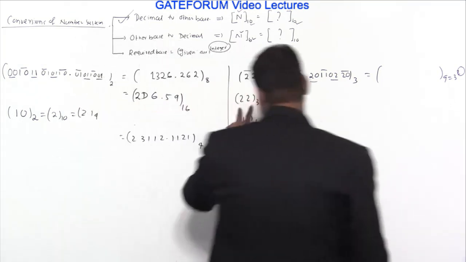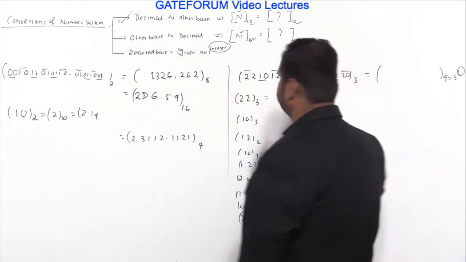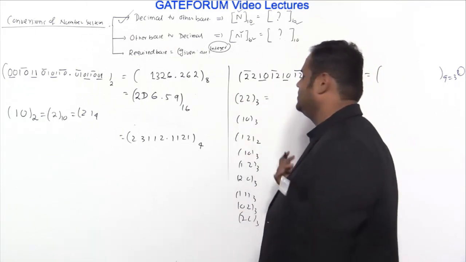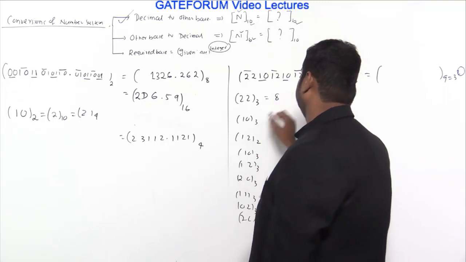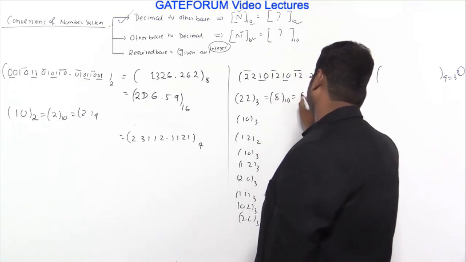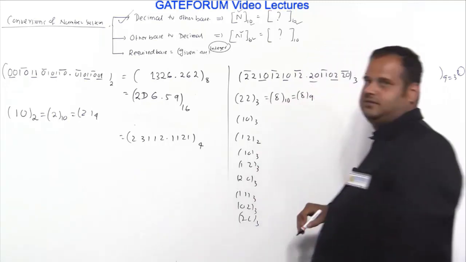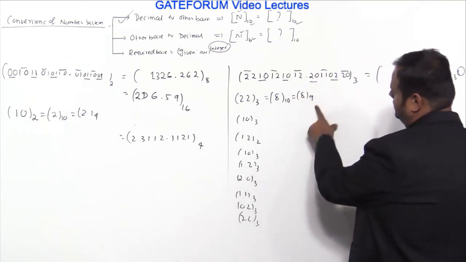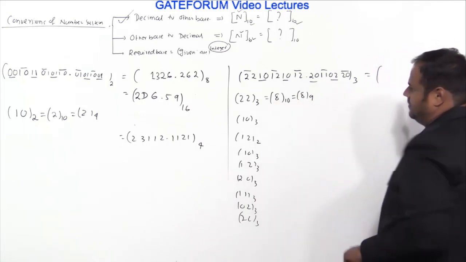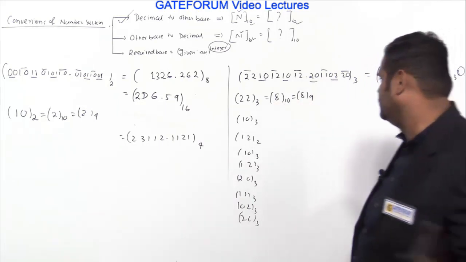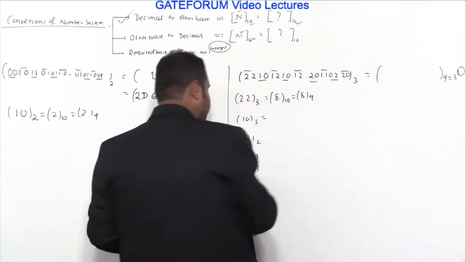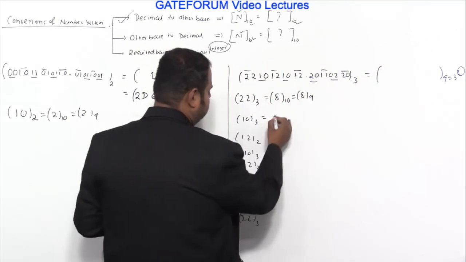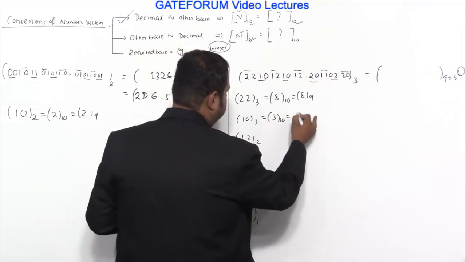So if I ask you what this is, you can write it as 3 power 0 into 2 plus 3 power 1 into 2. So 3 power 1 is 3, into 2 is 6, 6 plus 2 is 8. So 8 in base 10 is equivalent to 8 in base 9. If I ask you to convert this in decimal form, you'll again get 8 into 9 power 0, that itself is 8. So both of these are the same. If it is a single digit, there won't be any issue. Similarly, this one is 3 power 0 into 0 plus 3 power 1 into 1, so that is 3 in base 10 or 3 in base 9.